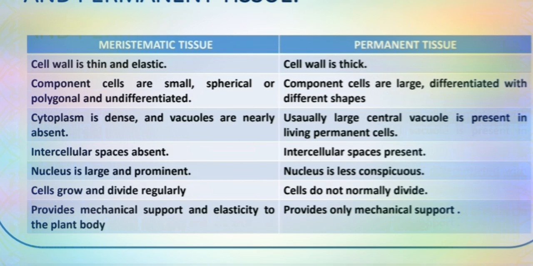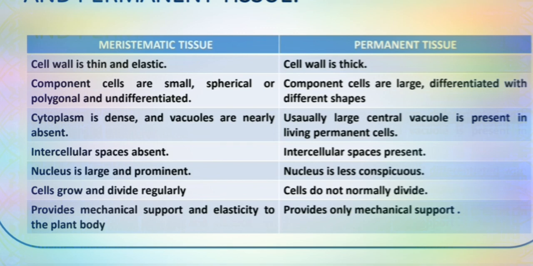In meristematic tissue, the cell wall is very thin and elastic in nature, flexible. But in permanent tissue, it is very rigid. The cell wall is thick and rigid. How are the component cells in meristematic tissues? The component cells are small. They are spherical in shape. Sometimes they are polygonal, many-sided, and they are undifferentiated. They are not differentiated into parenchyma, collenchyma, sclerenchyma, or xylem and phloem. No differentiation. These cells remain as such, and their only function is to divide and produce new cells.